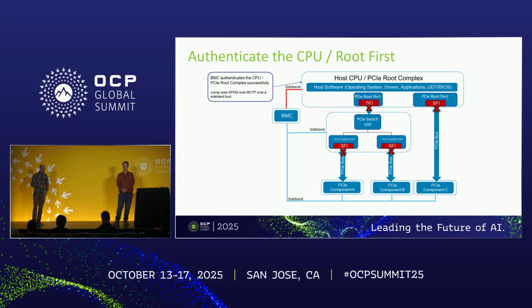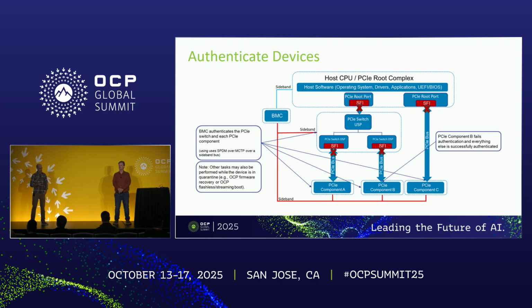So when you power up the system, one of the first things the BMC may want to do is to go into the host CPU root complex via some sideband channel and authenticate it using SPDM over MCTP. And assuming that it was authenticated successfully, you may want to have your BMC then go and authenticate all the other components that are connected to the root complex, so any of the switches or endpoint devices.